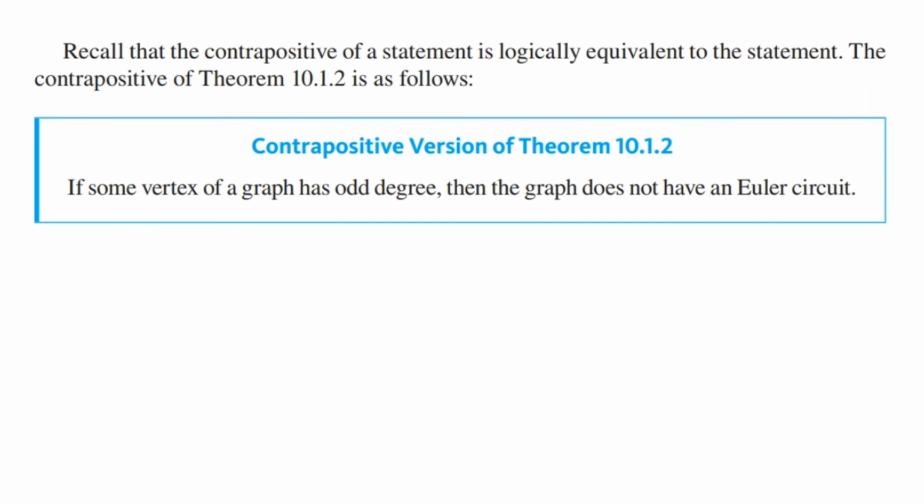Now recall that the contrapositive, this goes all the way back to the chapter on logic, that the contrapositive of a statement is logically equivalent to the statement. And the contrapositive of the theorem that we just talked about says, if some vertex of a graph has an odd degree, that means it's not even, then the graph does not have an Euler circuit. This is a useful contrapositive, as contrapositives often are.